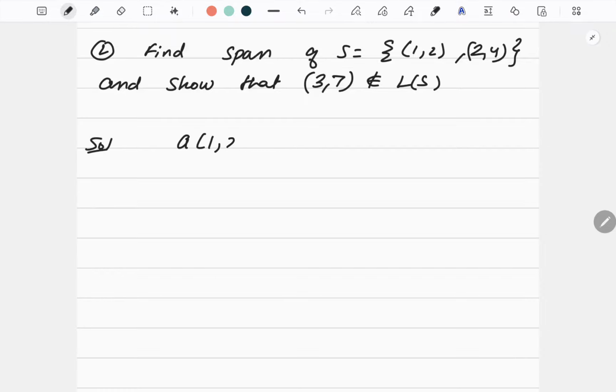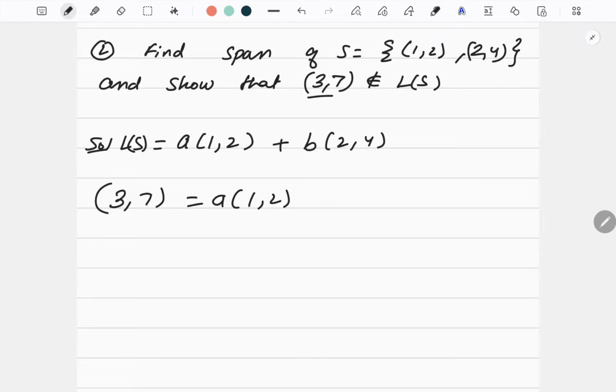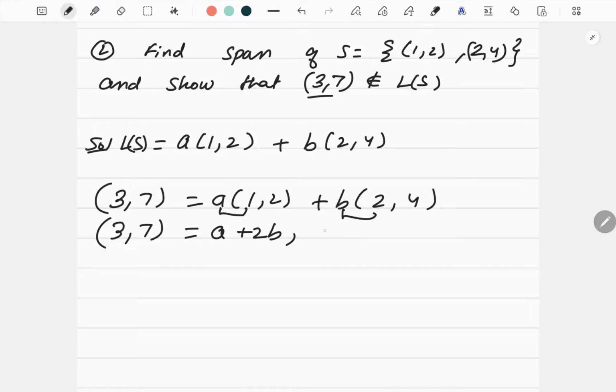Again, what is the linear combination? A(1,2), so I am defining the linear span like this, plus B(2,4). So this is my linear span. Now I want to check whether (3,7) belongs to this or not. So (3,7) is equal to A(1,2) plus B(2,4). So (3,7) is equal to, first element is what? A plus 2B, comma 2A plus 4B.